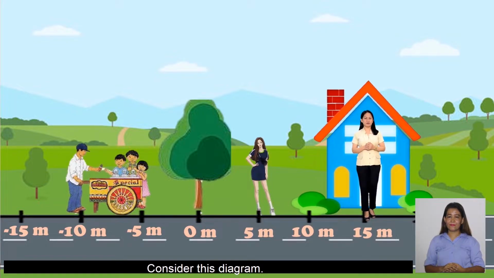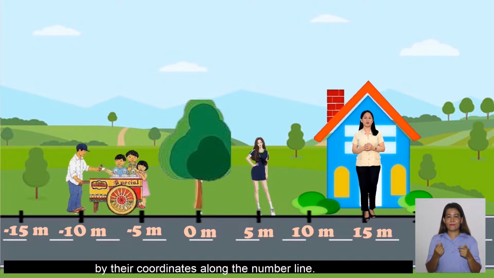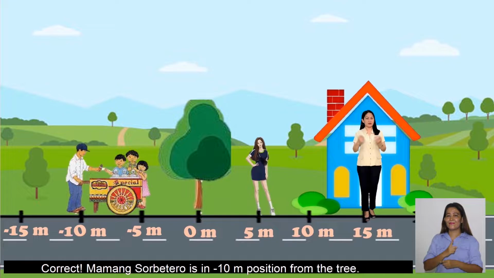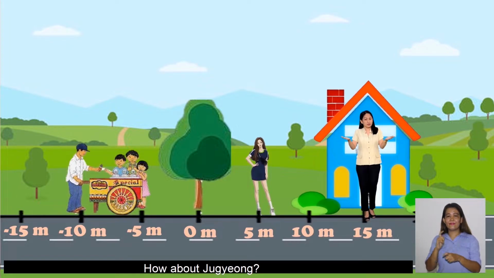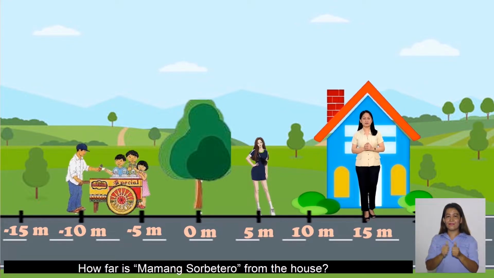Consider this diagram. The positions of the objects are described in the diagram by their coordinates along the number line. Using the number line, what is the position of Mamang Sorbetero? Correct! Mamang Sorbetero is in negative 10-meter position from the tree. How about Jubyo? You're right. She is 5 meters away from the tree.